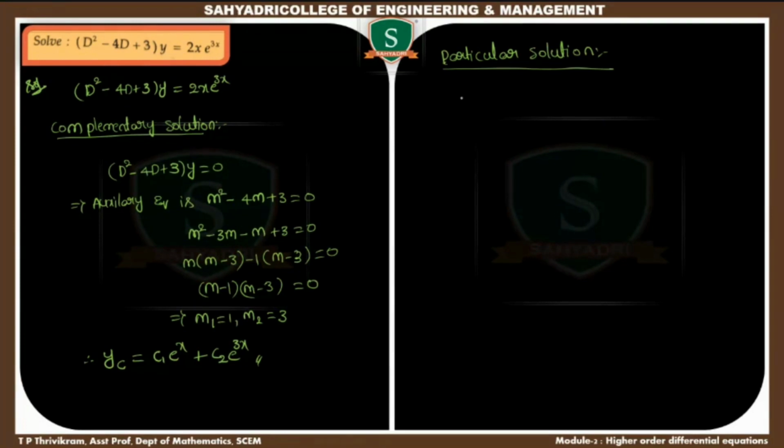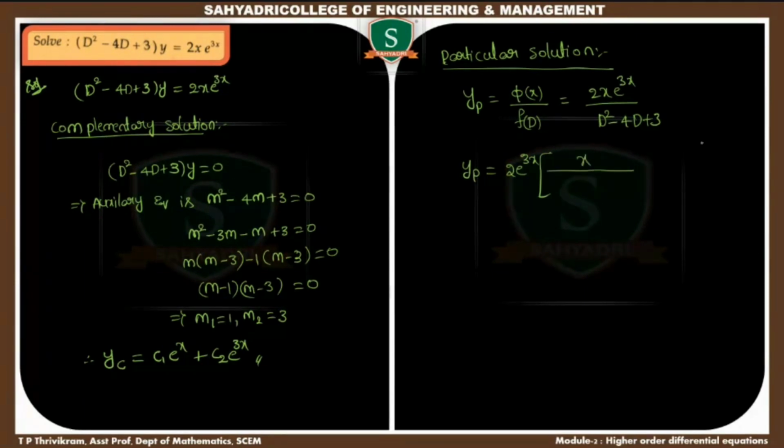So the particular solution is yp equal to phi of x divided by f of D. Phi of x is 2x e power 3x, divided by f of D, which is D square minus 4D plus 3. So yp is equal to, I am taking 2 e power 3x outside. Inside the bracket x will be there, divided by how much we have to replace in place of D. First we need to identify a. Here a means the x coefficient, which is 3.